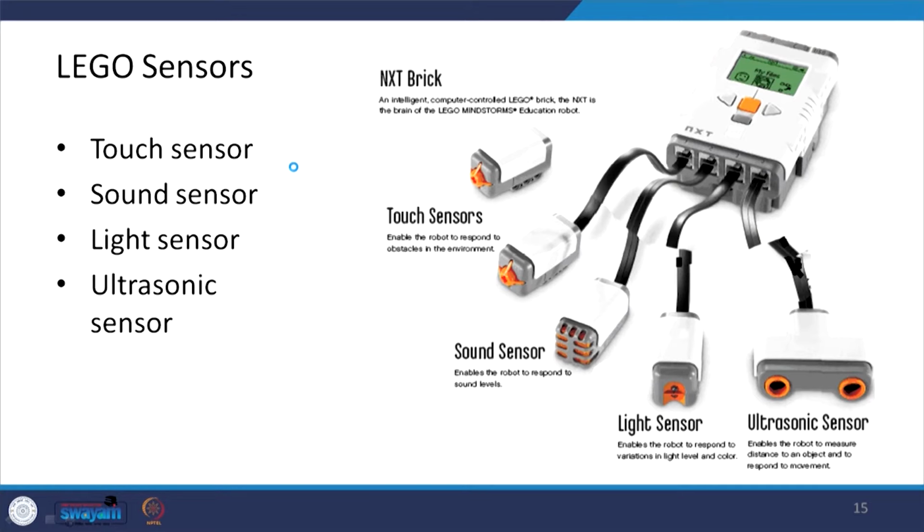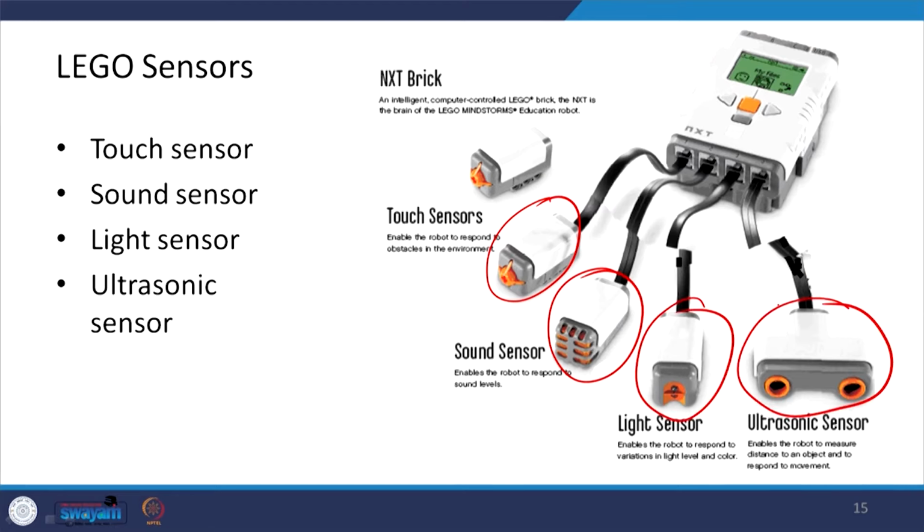So coming to the Lego sensors available in this, there is a touch sensor, a sound sensor, a light sensor and an ultrasonic sensor, okay. The touch sensor basically enables the robot to respond to obstacles in the environment. The sound sensor enables the robot to respond to various sound levels. Similarly, the light sensor enables the robot to respond to variation in light level as well as color, and the ultrasonic sensor enables the robot to measure distance to an object and to respond to movement, okay.